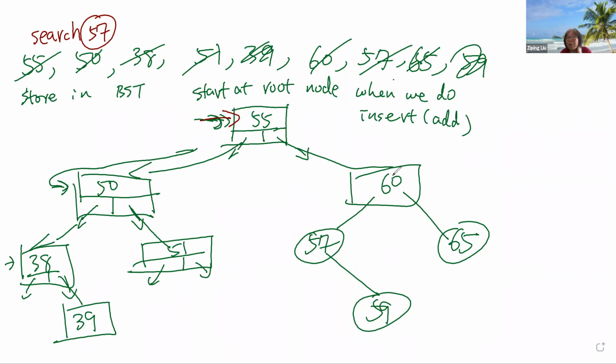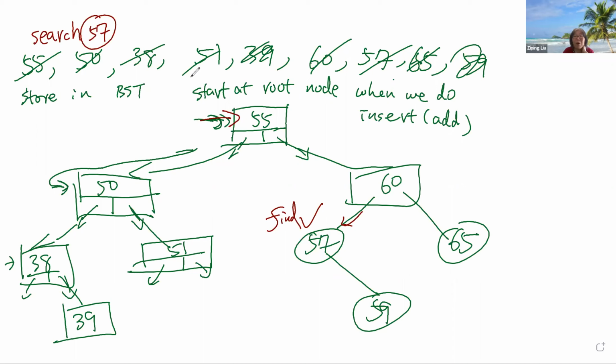Then you reach node 60. You compare with node 60. It's less than 60, so it should go to left. So you now reach the node, you compare with 57, it is the node, so you find it.